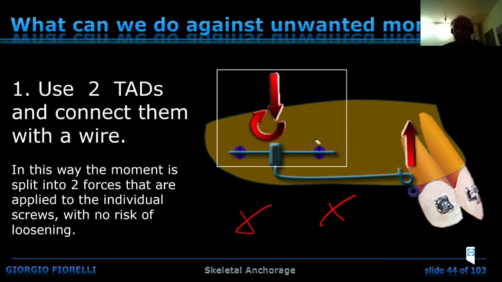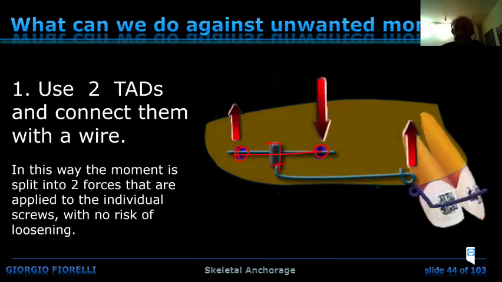So this doesn't go. But in this case, if you have bone, you can place two TADs, connect them together, maybe have here a tube. And what happens in this case? In this case, your moment is distributed as you see here. Actually, the single TADs are loaded with forces, not with moments. So the two TADs connected together have never a problem. Okay? So one solution is to use two TADs instead of one.